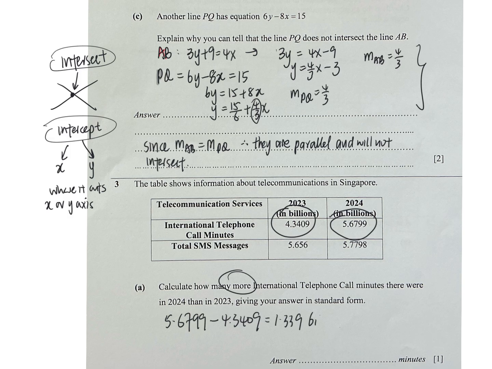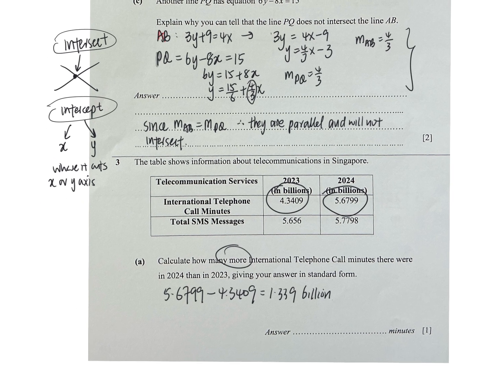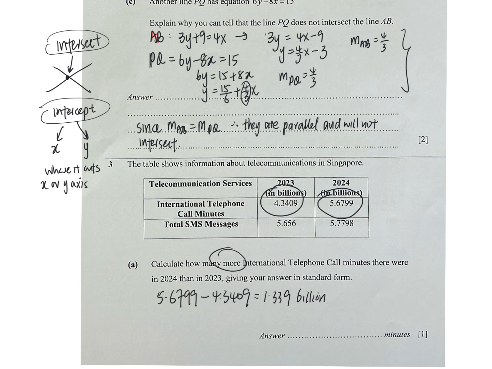1.339, but billion. It is in billion. So for standard form, there's three things you all need to remember: million, billion, trillion. Million is 6, billion is 9, trillion is 12. If they mention this, they won't tell you it's times 10 to the power of what. You are expected to know. So when you write this, it will be 1.339 times 10 to the power of 9.